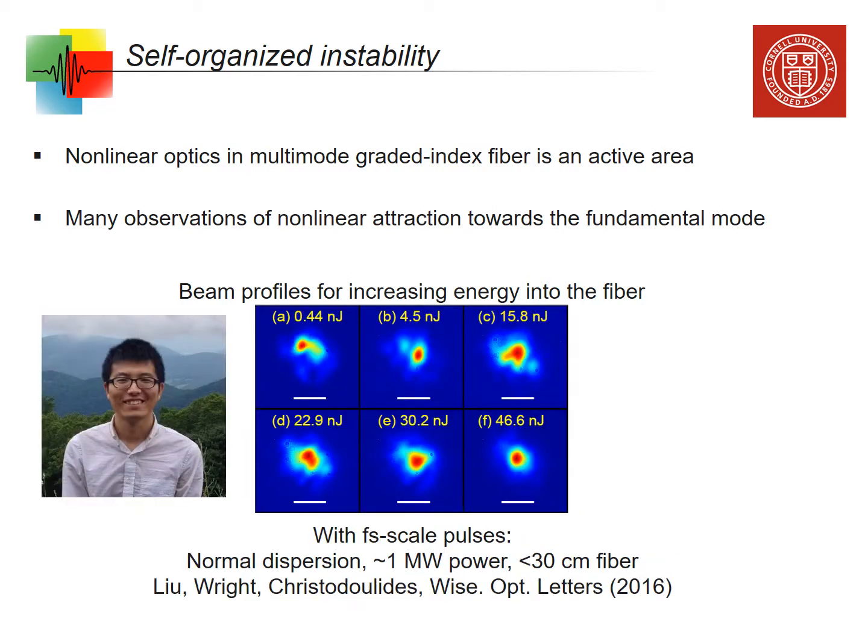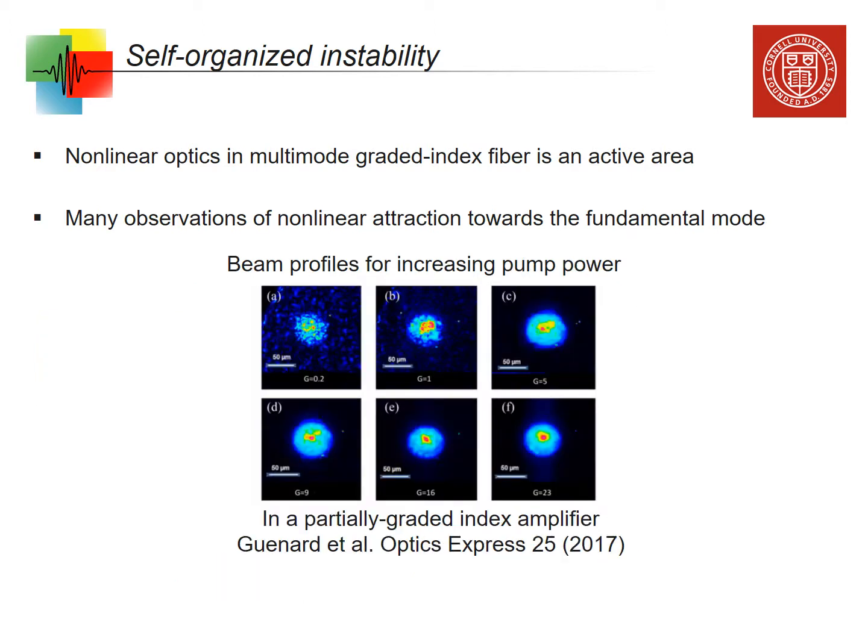Jean-Wei Liu in my group has seen it looking at femtosecond pulses in short graded index fibers. And there this work is exciting because we can think about using it for generating ultra-short pulses in multimode fiber lasers. And very recently, the Limoges group has seen it looking in partially graded index fiber amplifiers. And again, this gives us some hope and points us towards looking at multimode fiber laser applications, which I'm going to talk about later on.